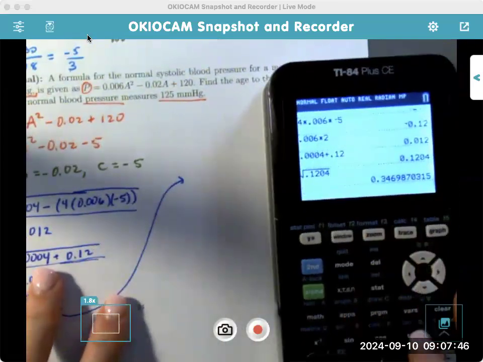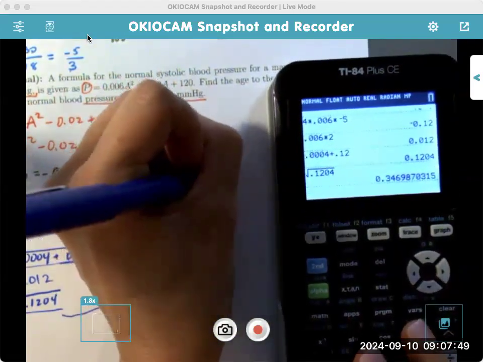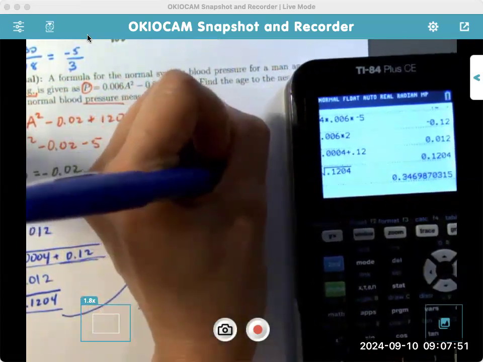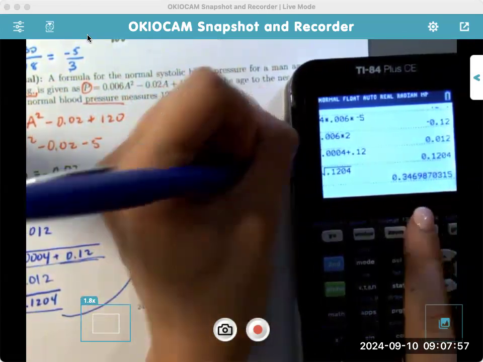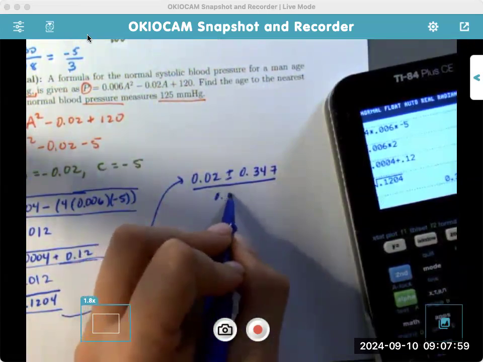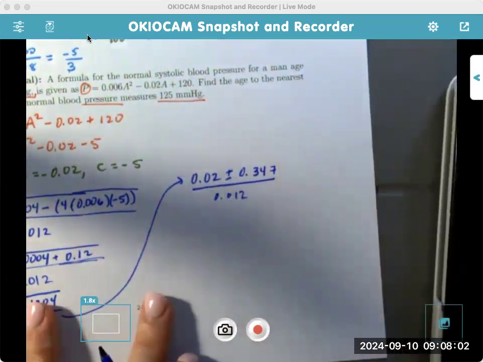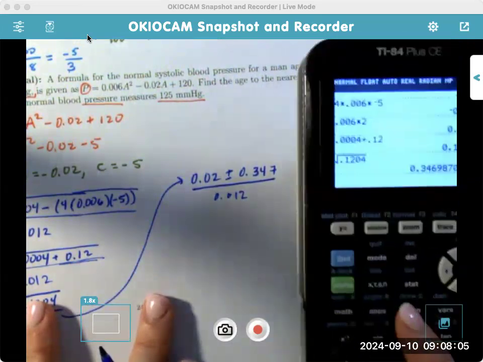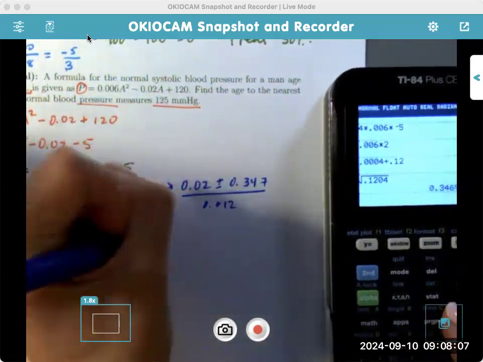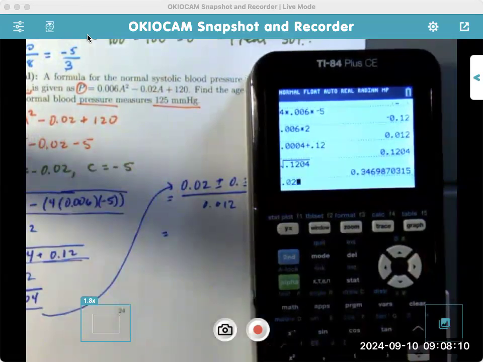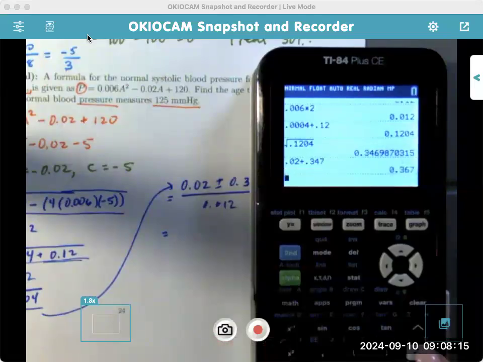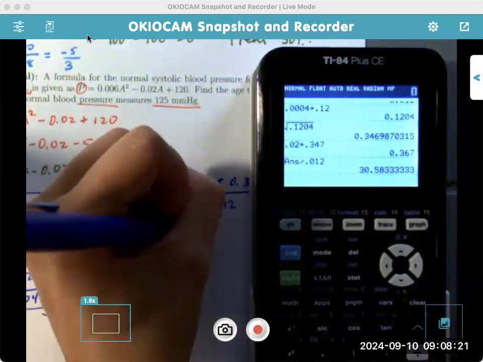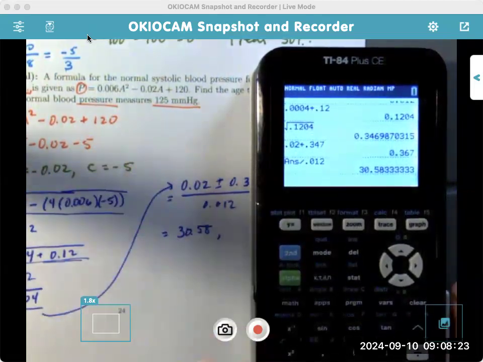Okay. So I have 0.02 plus or minus the square root of 0.34, we'll say 7 over 0.012. Okay. So the two numbers, 0.02 plus 0.347 divided by 0.012 is 30.58. So that could be a potential age.